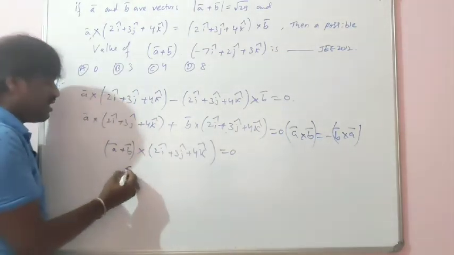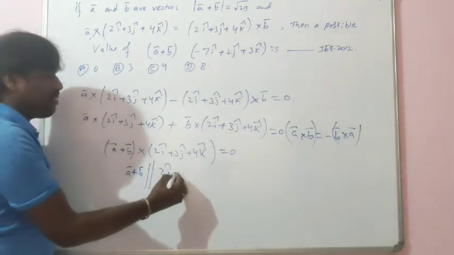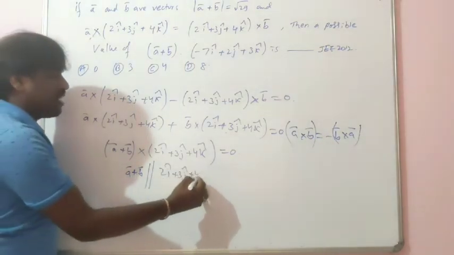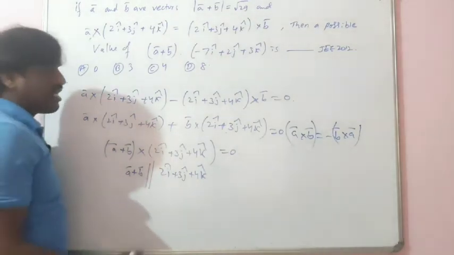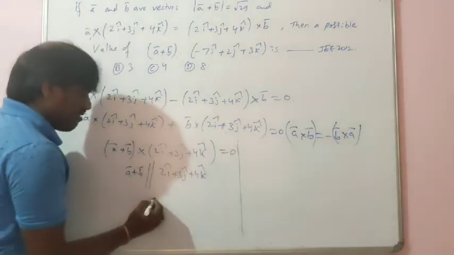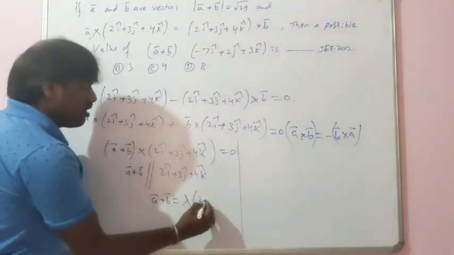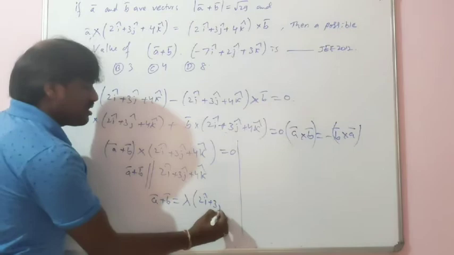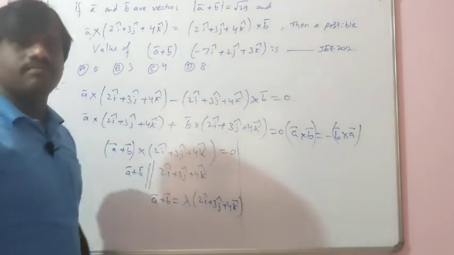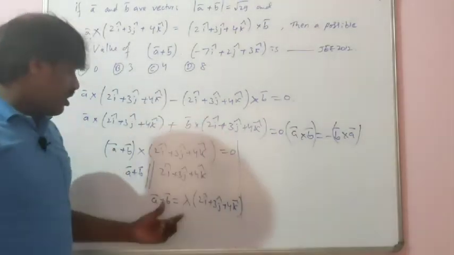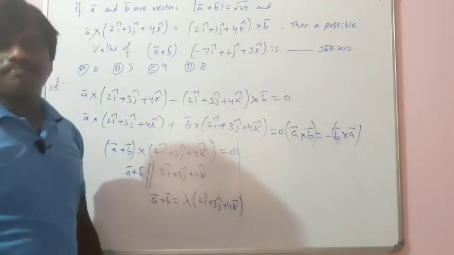So I can write A vector plus B vector is parallel to 2i cap plus 3j cap plus 4k cap, because the angle between them is 0, so they are parallel. So A vector plus B vector can be expressed as some lambda times 2i cap plus 3j cap plus 4k cap. So if I get the lambda value, then I can get the A plus B vector.